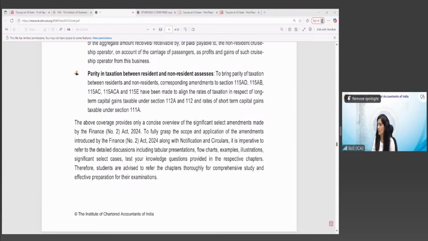What you can do, you can practice the model test paper also in the examination condition. That's what I have already asked you. In the model test papers, 6 mock test papers, basically 6 model test papers are given in your this booklet.